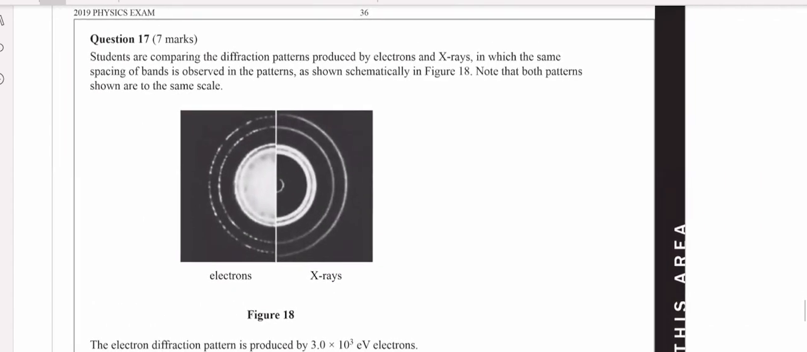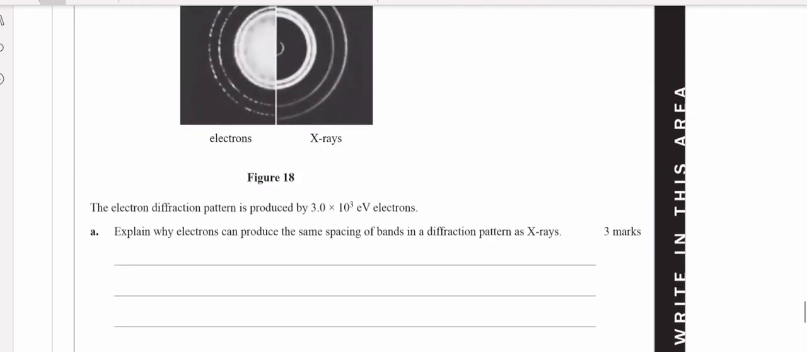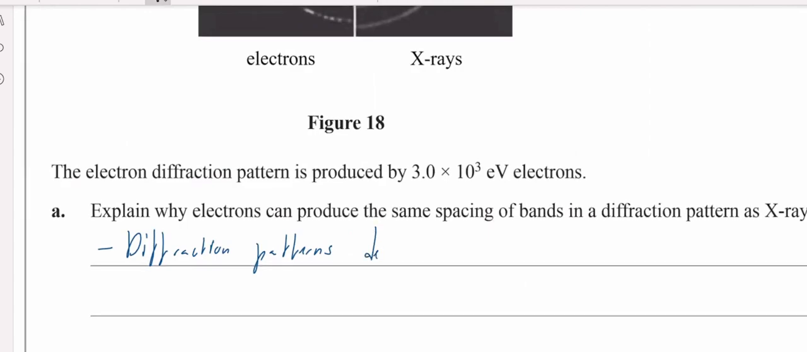Students are comparing the diffraction patterns produced by electrons and X-rays. Just spacing of the bands patterns, and explain why electrons can produce the same spacing of bands in a diffraction pattern as X-rays. So start off by saying diffraction patterns depend on wavelength.